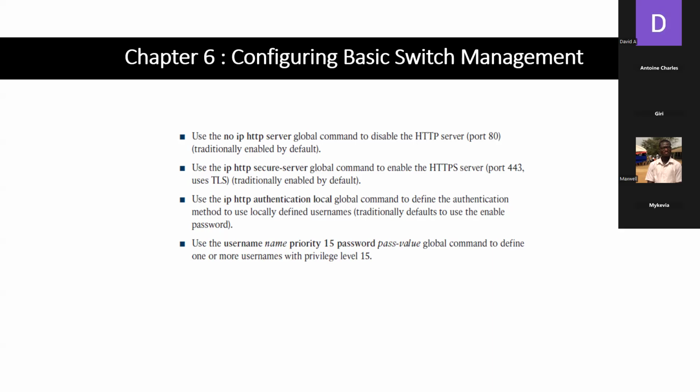HTTP by default is unsecure, per industry standards. We can use the ip http secure-server global command to enable the HTTPS server. Port 443 uses TLS by default. And of course, we can also use the ip http authentication local global command to define the authentication method. You need to put this in so your switch knows, whenever using the web UI, how and who can log in to the web UI, right?